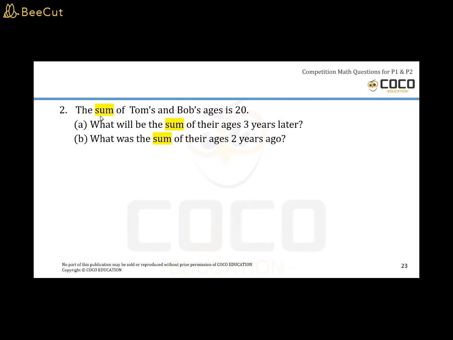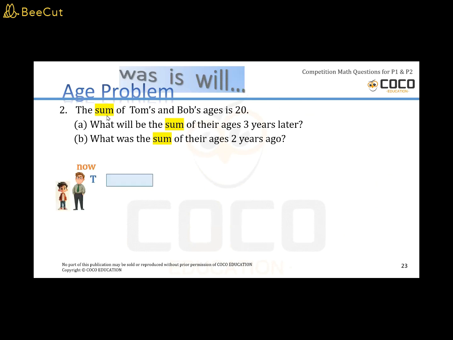It gives us another important concept, which is the sum of the ages. The sum of Tom and Bob's age is 20. If we want to show this information in the model, we should draw a bar for Tom, a bar for Bob. Total is 20. Part A, what will be the sum of their ages 3 years later?